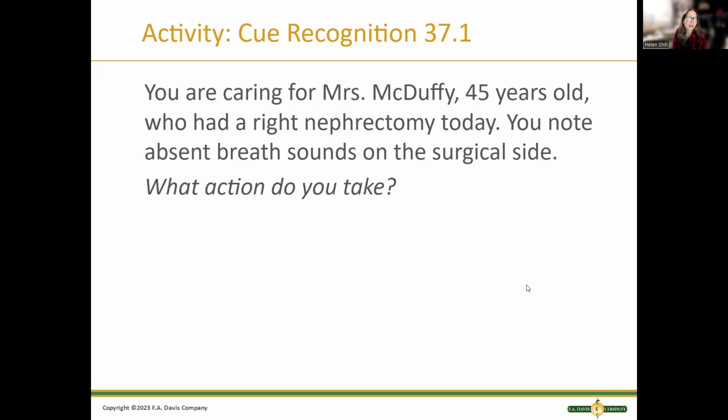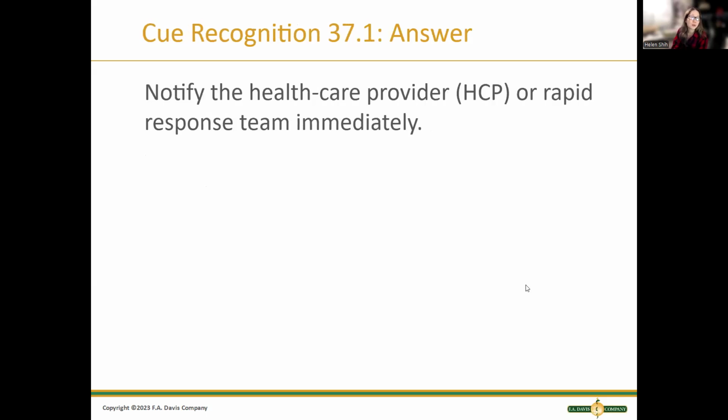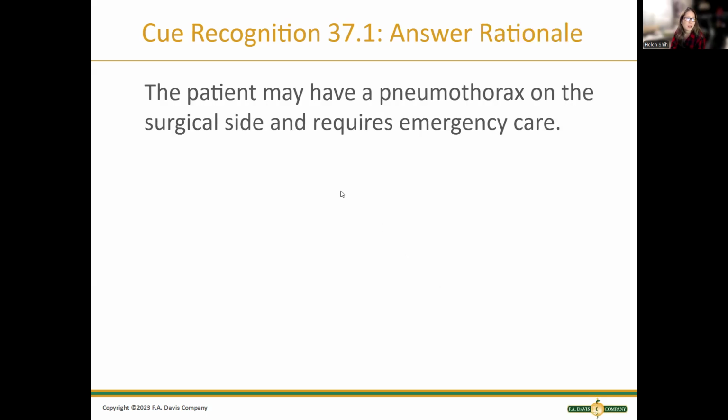So now, here's an activity, cue recognition. You are caring for Mrs. McDuffie, who's 45 years old and had a right nephrectomy today. You note absent breath sounds on the surgical side, which would be the right side. What actions do you take? So this is an example of pneumothorax developing in the patient's lung. We want to notify the healthcare provider right away, and then also perhaps call the rapid response team because pneumothorax is a medical emergency. The rationale is that they may have a pneumothorax on the surgical side and require emergency care. If they don't receive that, they could potentially die.